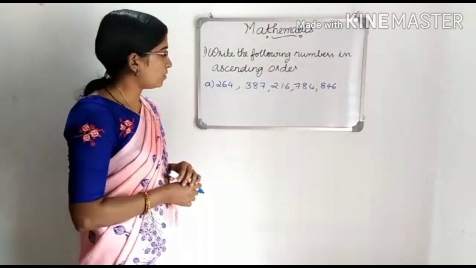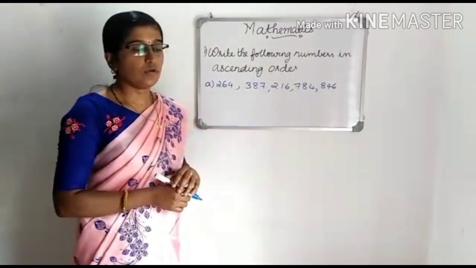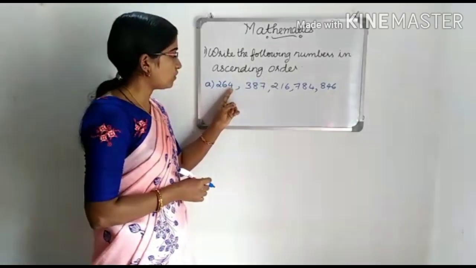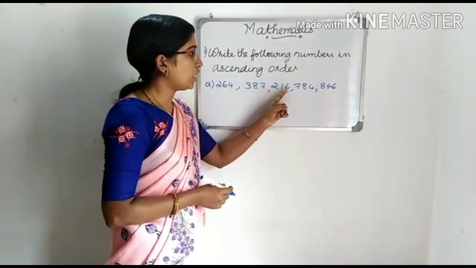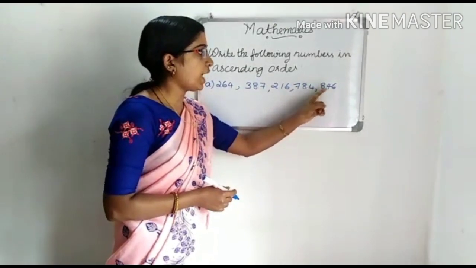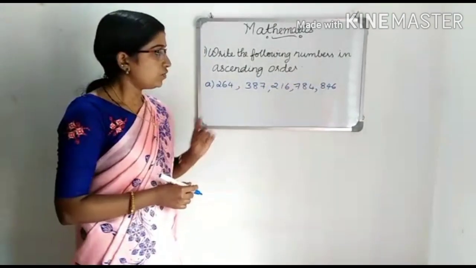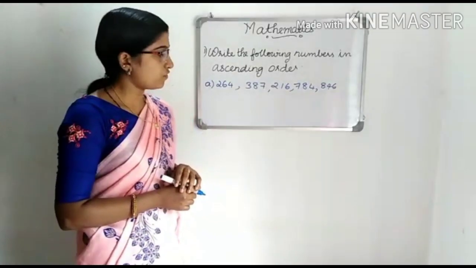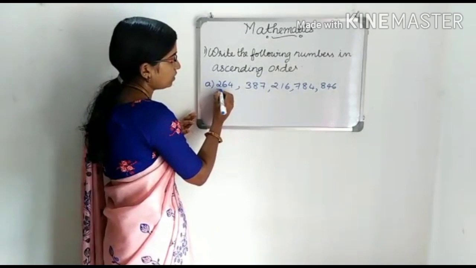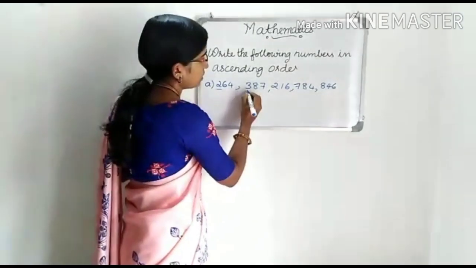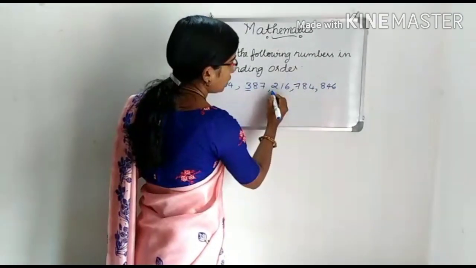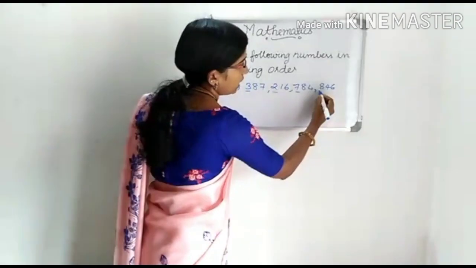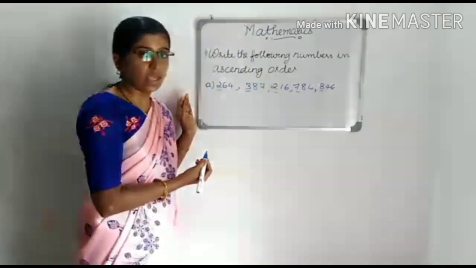Let's do another problem. Here are 5 numbers. We should arrange these numbers in ascending order. So the numbers are 264, 387, 260, 784 and 846. To arrange the numbers in ascending order, we should first compare the hundreds place. So in 264, the digit in the hundreds place is 2. In 387, it is 3. And in 260, it is 2. And in 784, it is 7. And in 846, it is 8.